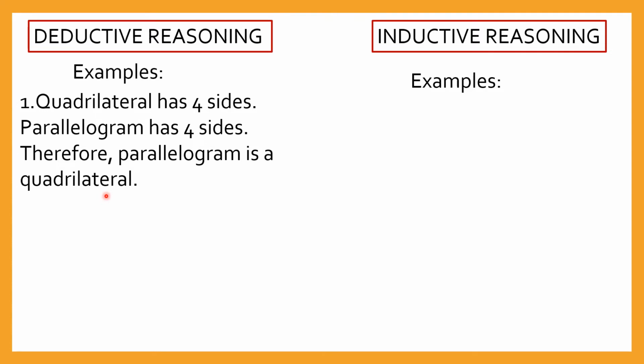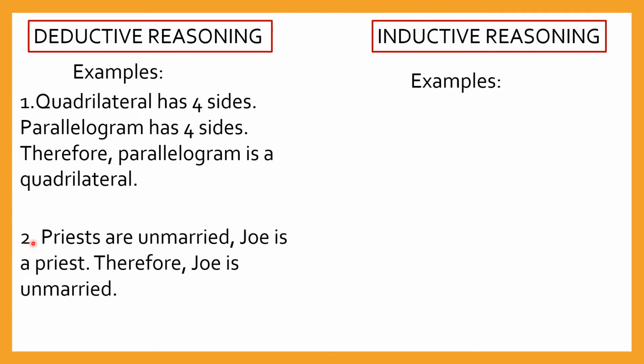That's deductive reasoning. Another example. Priests are unmarried. Joe is a priest, therefore Joe is unmarried. Okay, look at this argument. The general rule is that priests are not allowed to get married. And you give a specific example, Joe. So therefore you concluded that Joe is unmarried. Okay, so that's deductive reasoning.